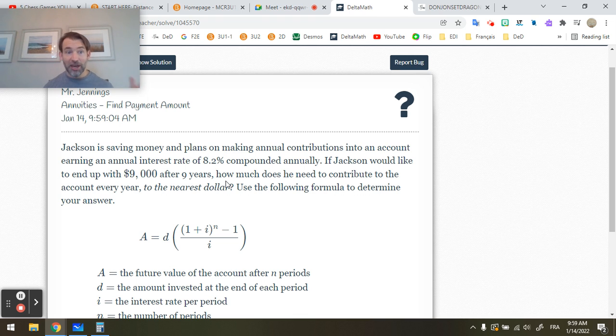So you could put $1,000 a year into your mattress, Jackson. Or you could follow the advice and get a really good interest rate there. It's compounded annually, 8%, really good. So you're going to actually save yourself some money. You won't need $1,000 a month.